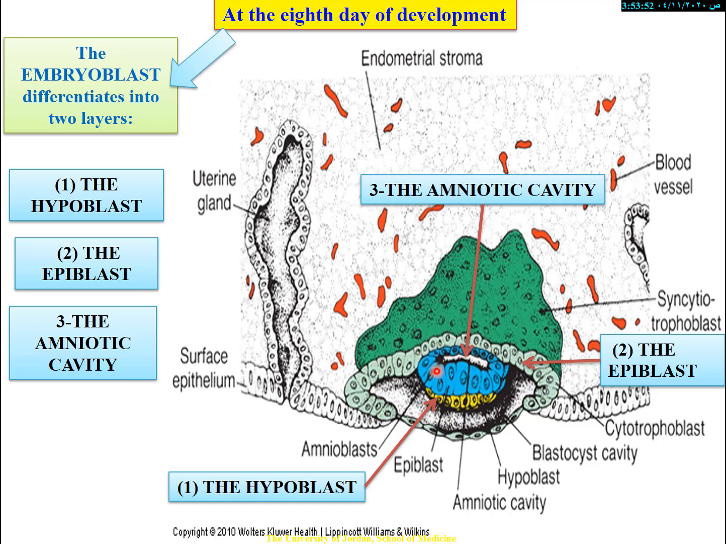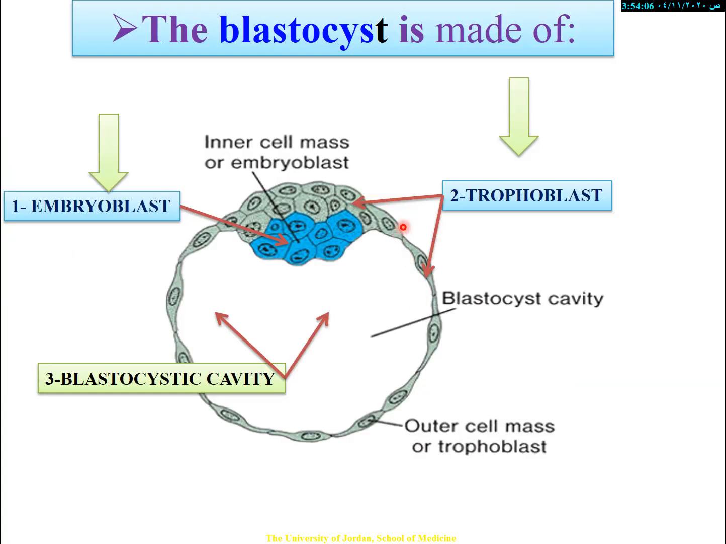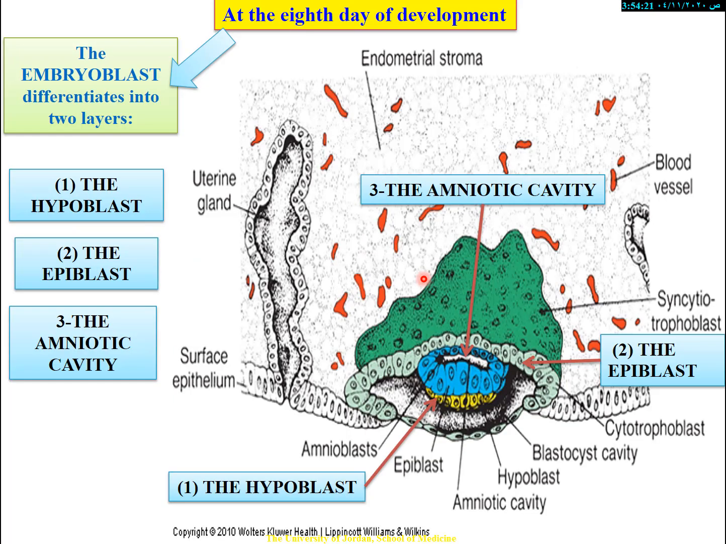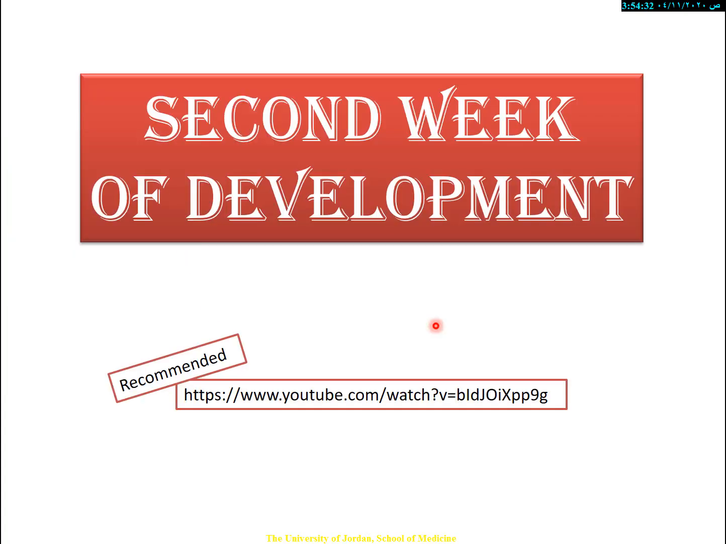So let's have a look at what we would have at the 8th day of development: the hypoblast, the epiblast, then the embryoblast. We said that the blastocyst itself has two parts, the embryoblast here and the trophoblast. Now, the second week of development is the week of everything becoming two. So let's begin with the embryoblast. It becomes two: here the epiblast and here the hypoblast. Two things.